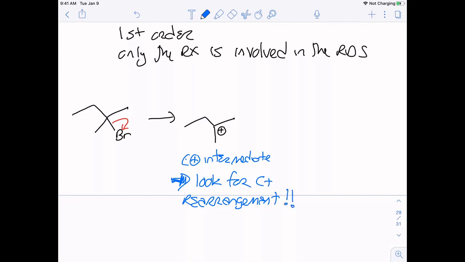It is possible to have resonance also. If I had an allylic or a benzylic carbocation intermediate, I would have some resonance. So watch out for rearrangements and resonance. We'll give that two exclamation marks also.